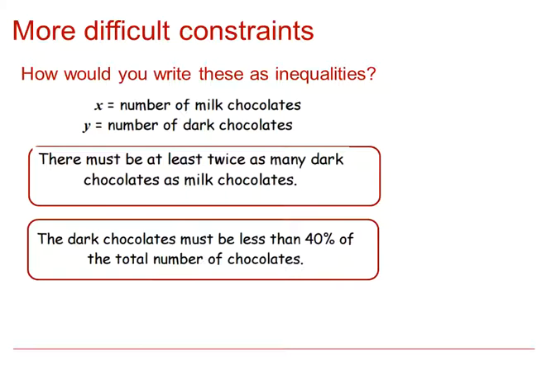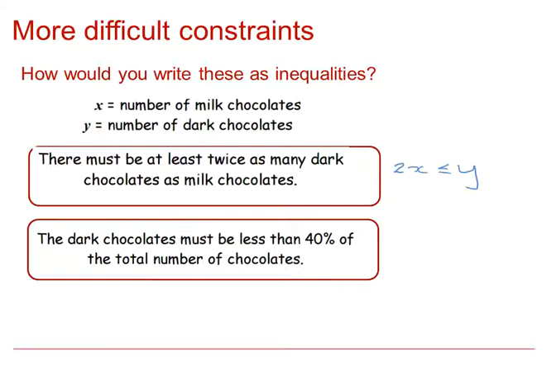So let's think about the example where x is the number of milk chocolates and y is the number of dark chocolates. If there must be at least twice as many dark chocolates as milk chocolates, then which way round is it in terms of where the 2 goes? If you had the same number of chocolates, then x would equal y. However, if you have at least twice as many dark chocolates as milk chocolates, then you would have to have 2x being less than or equal to y.